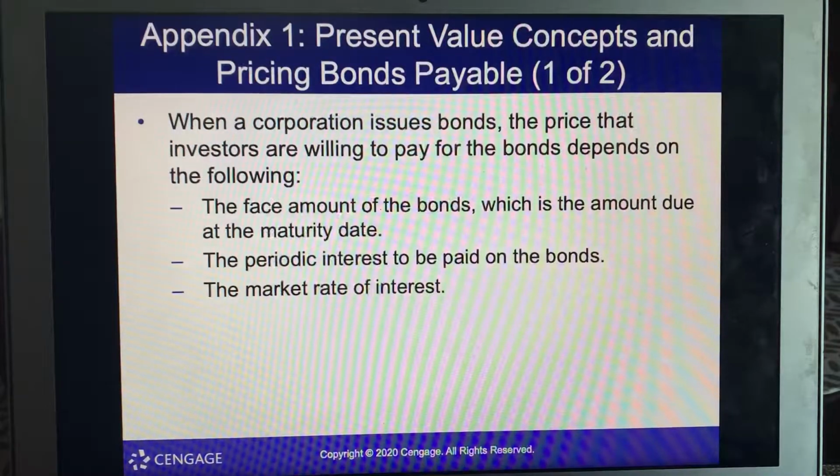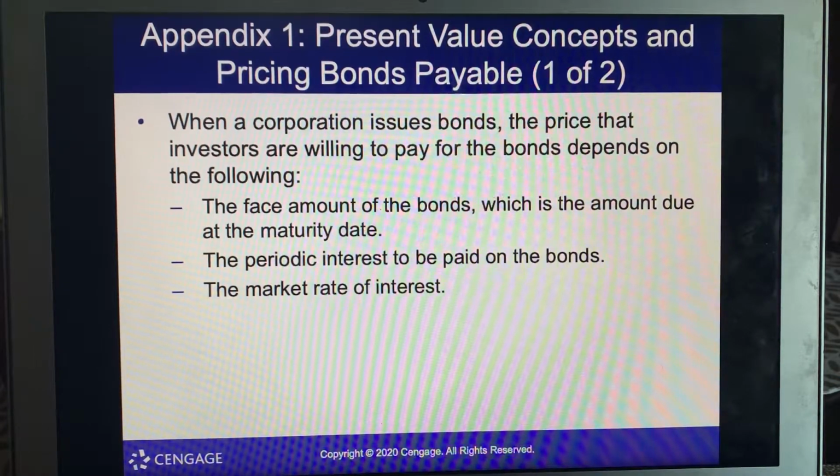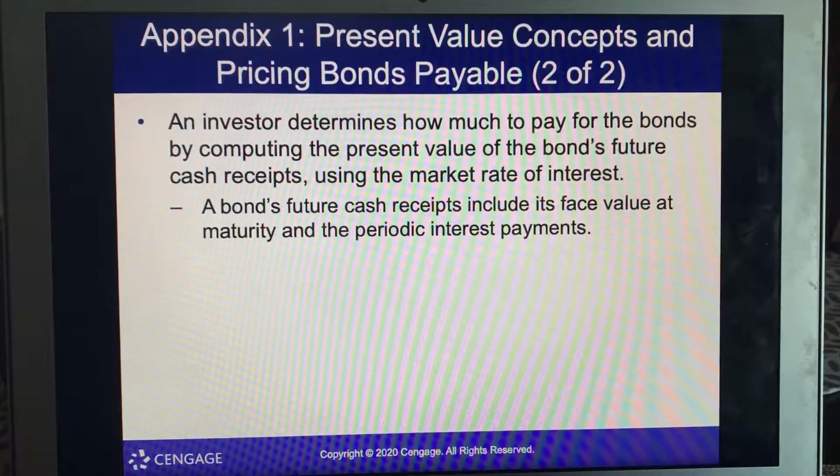All right, so when a corporation issues bonds, the price that investors are willing to pay for the bonds depends on the following: the face amount of the bonds, which is the amount due at the maturity date, the periodic interest to be paid on the bonds, and the market rate of interest. An investor determines how much to pay for the bonds by computing the present value. And if you take finance, you'll look at present value, future value as well. Those are some cool things to look at. And then the fair market value as well. Sorry to sidetrack on that, but it's pretty cool to see all of that.